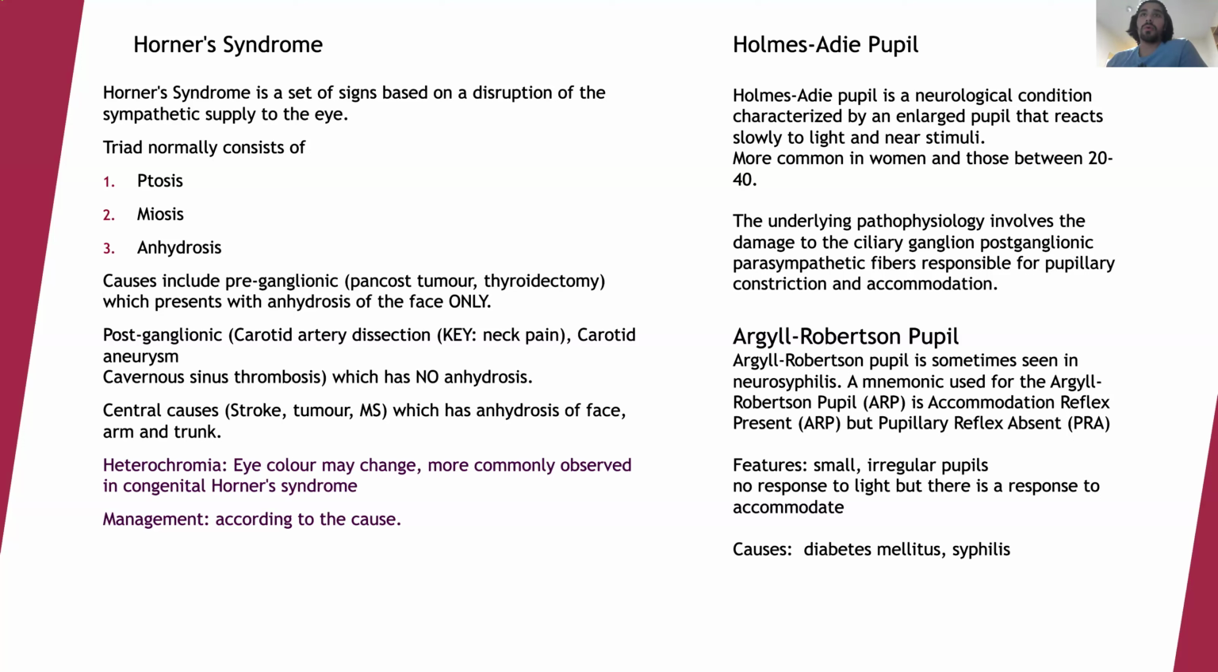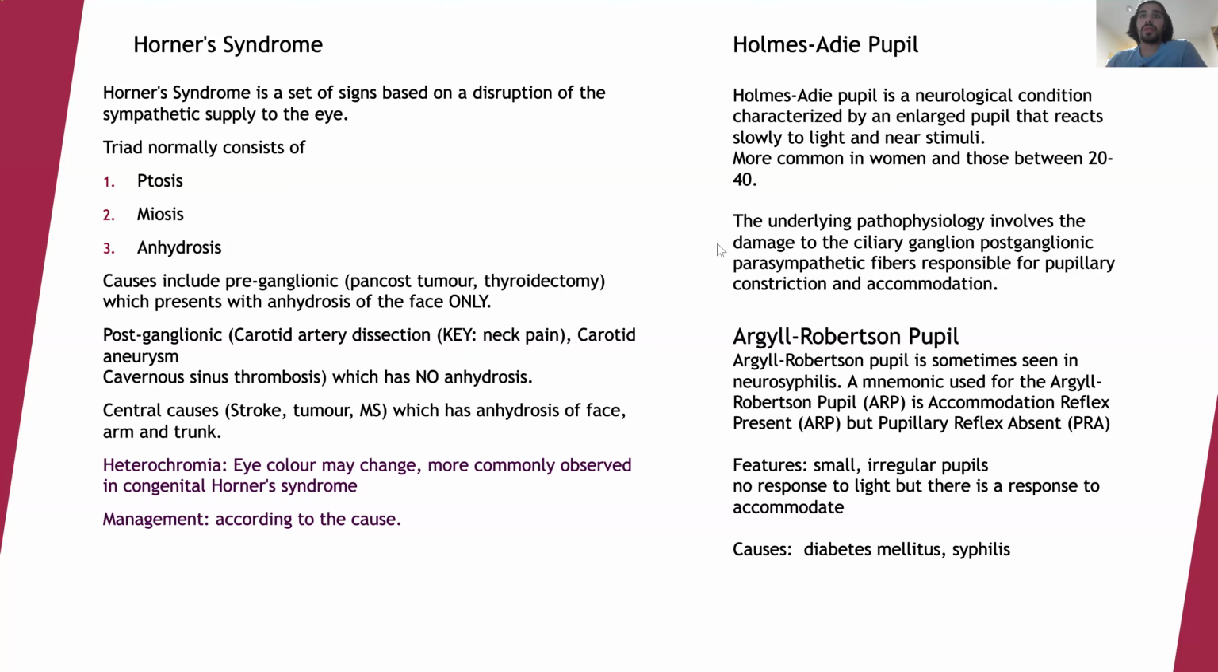But there are other causes. A Pancoast tumor is actually pre-ganglionic, but you're also going to get post-ganglionic and central causes as well. The difference is that pre-ganglionic will have anhidrosis of the face only, so you won't be sweating at all on the face. Post-ganglionic is no anhidrosis whatsoever, but central causes you will have anhidrosis of the face, arm, and trunk. So no sweating on the face, the trunk, or the arm.